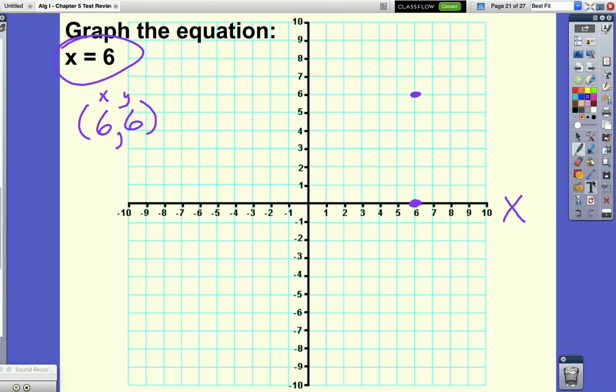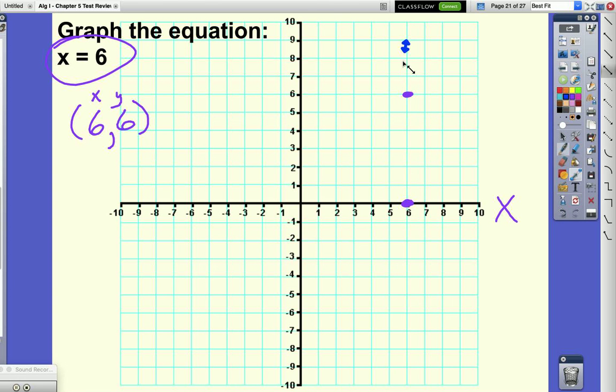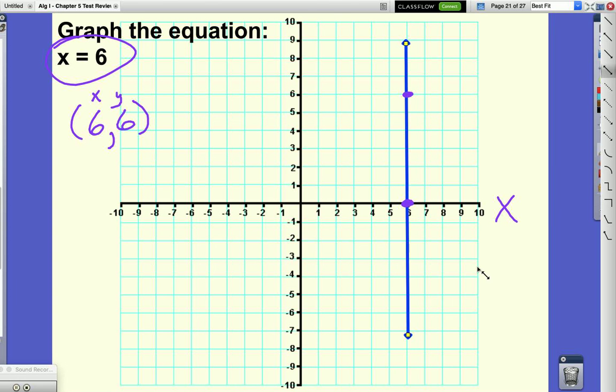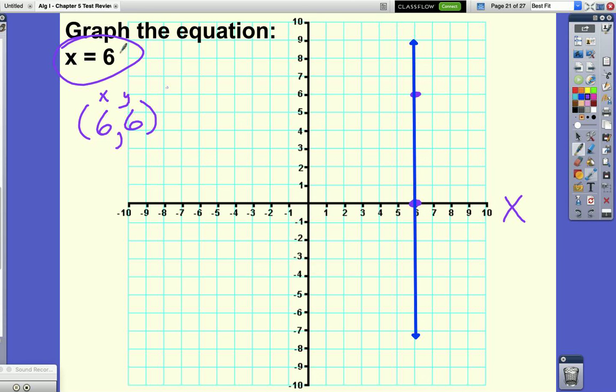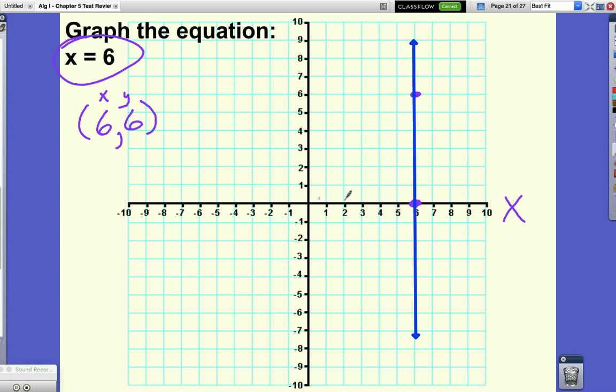And to connect these dots, we have a vertical line. Everywhere on this line, one thing is true. The x coordinate is 6. Over 6, up 2. Over 6, up 4. Over 6, down 1. Everywhere on the line, x equals 6.